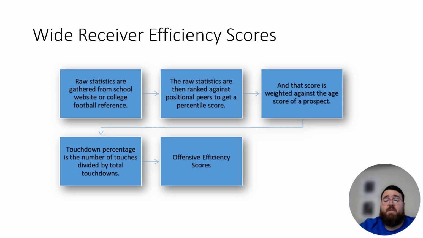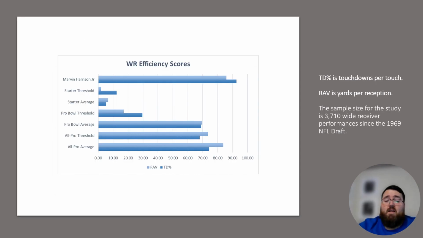How did he test in terms of these scores? Pretty well. In terms of Marvin Harrison Jr., he tested really well in terms of efficiency. His yards per reception score was easily in the 80 plus percentile, and his TD percentage, which is how often he got the ball and it led to a touchdown, was in the 90 plus percentile compared to 3,710 wide receiver performances since the 1969 NFL draft class. Pretty decent, I would say, in terms of those metrics. And of course, when you look at the Pro Bowl average, the All-Pro average, the All-Pro threshold, the starter areas, he definitely tested well in terms of those particular areas.